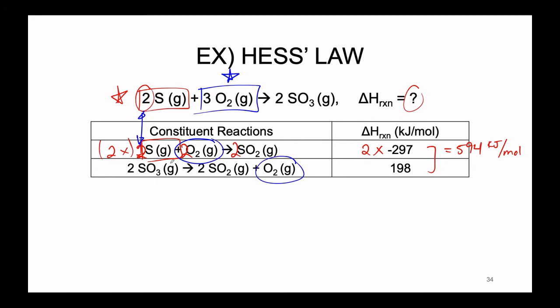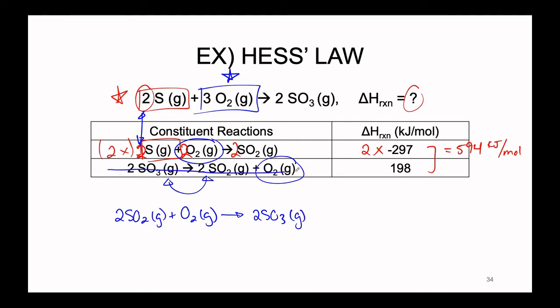So what we're going to do is flip the script. We're going to reverse the direction of the second constituent reaction to make sure that all of the oxygens we need are on the left-hand side. So our 2 SO2s in gaseous form and our single oxygen are going to be on the left. These are going to transform into 2 sulfur trioxides, which will be in gaseous state on the right.